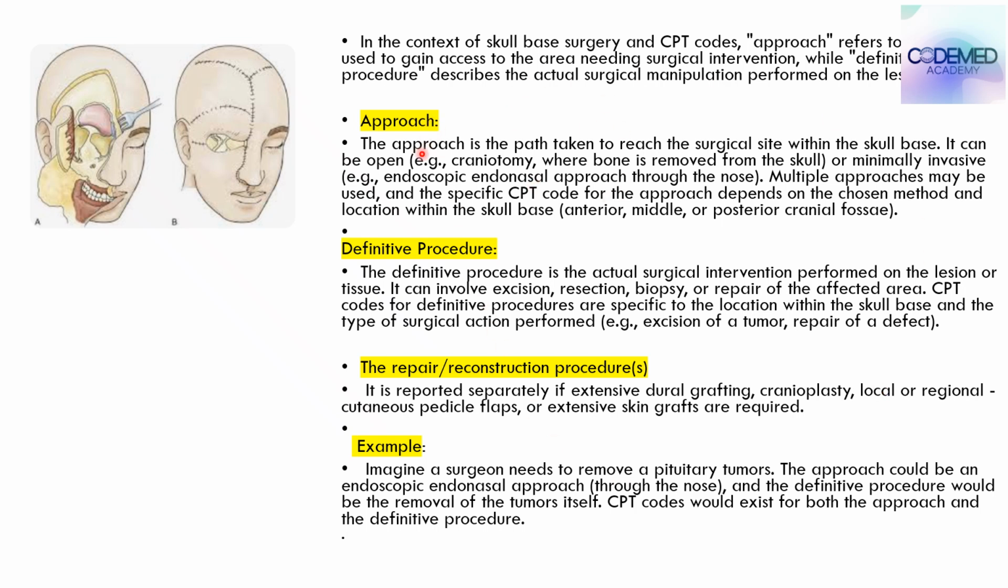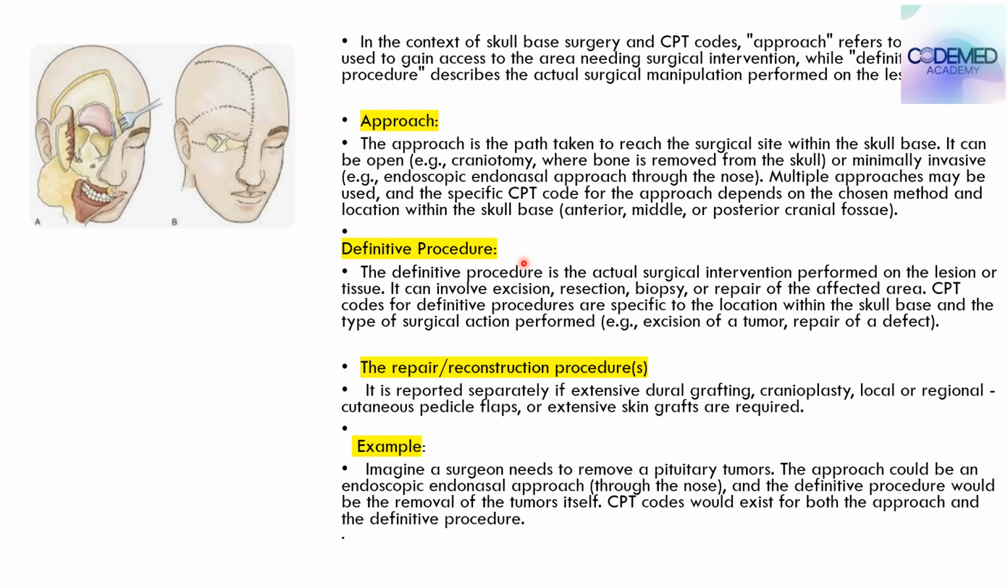So I have given a little bit of description of the approach and the definitive, and reconstruction is basically reported separately if extensive dural grafting, cranioplasty, local or regional cutaneous pedicle flap or extensive skin graft are required. So for example, imagine the surgeon needs to remove a pituitary tumor. The approach could be the endoscopic or endonasal approach to reach the pituitary gland, and the definitive procedure will be removal of the tumor itself.